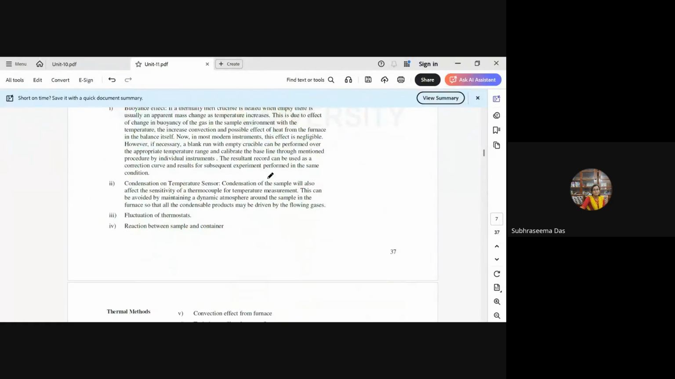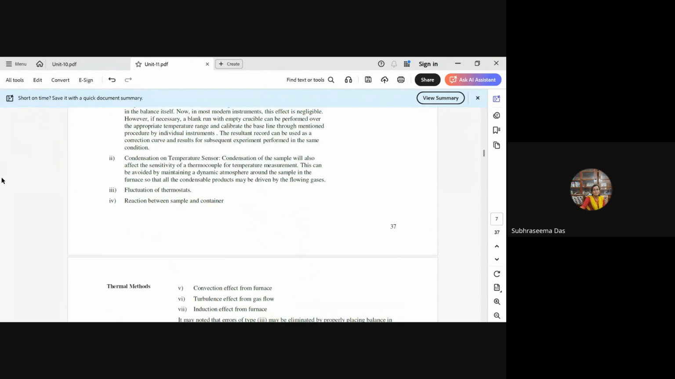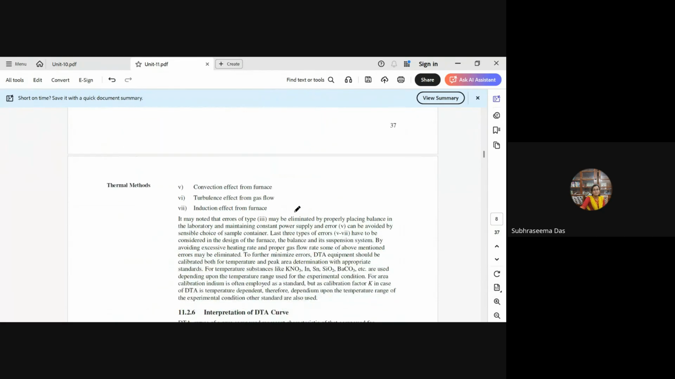So even condensation of the sample on the temperature sensor will affect the DTA curve. If there is fluctuation in the thermostats, a reaction between sample and container, the convection effect, the turbulence effect, or the induction effect, all of these will contribute to errors in the DTA curves.